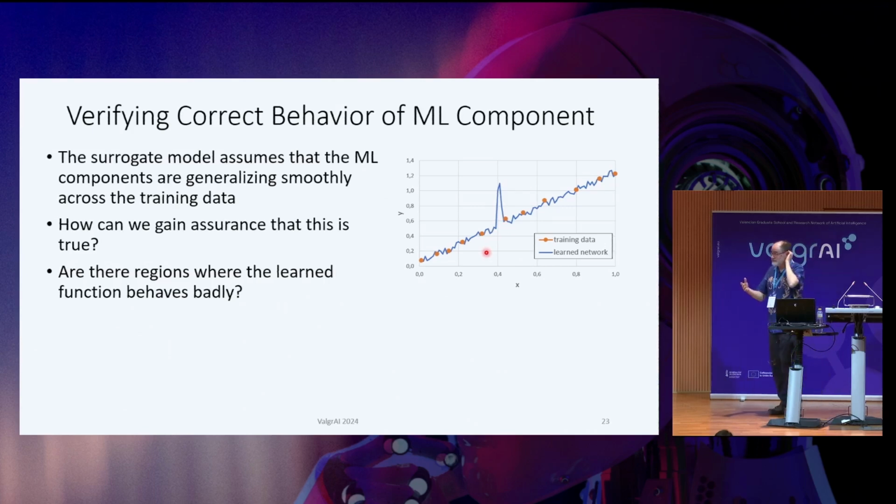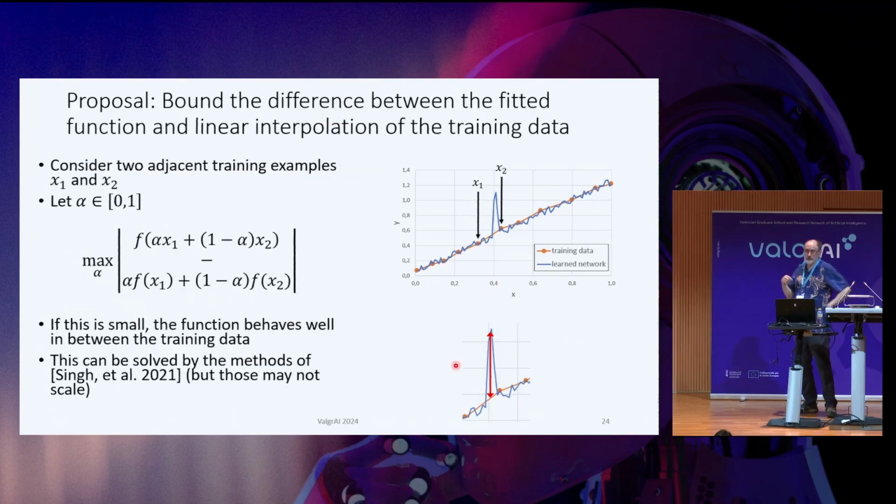When you train a deep network using rectified linear units, the ReLUs, you get a piecewise linear function fit, but it can do these crazy things in between the data points. So how can we guarantee that this kind of spike does not exist here? Or how can we find regions where the function is behaving badly? Well, there's a small and growing set of researchers looking at verification of deep learning.